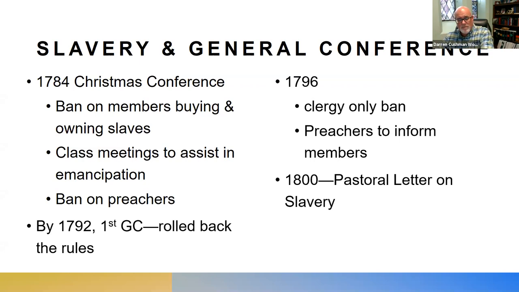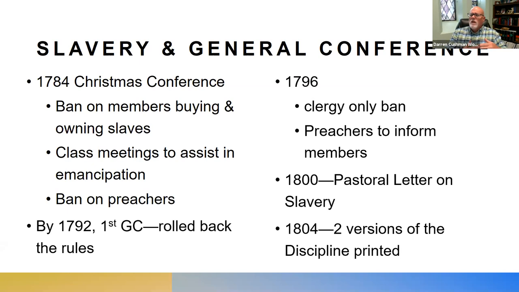And finally, by 1804, because even that pastoral letter had been so controversial in the South, they started printing two different versions of the Book of Discipline. Those copies distributed in Virginia, South Carolina, and North Carolina omitted all references to slavery. The reason they did that is because they were getting their teeth kicked in in the South.